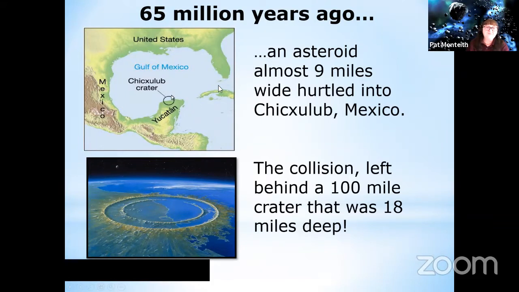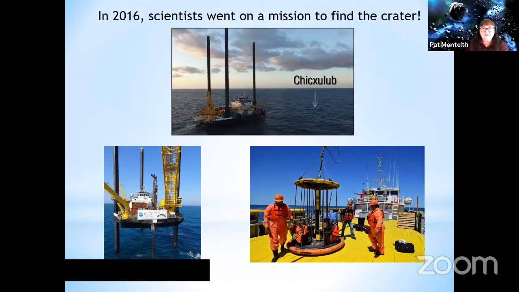So what happened about 65 million years ago is an asteroid that was almost 9 miles wide hurled into the section of Mexico in the Yucatan Peninsula called Chicxulub, and created a crater that was 100 miles wide and 18 miles deep. And we sort of knew that back in the early 1980s. But there were a lot of scientists and researchers that wanted to learn more about it. So about 4 years ago, they went on a mission to find the crater.